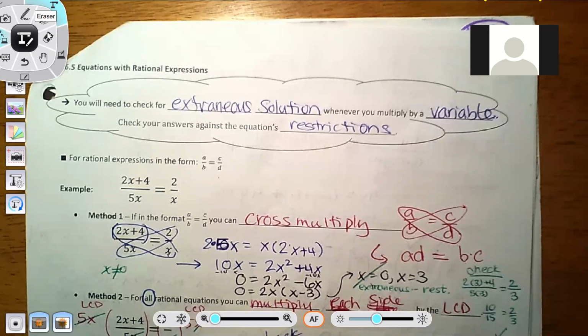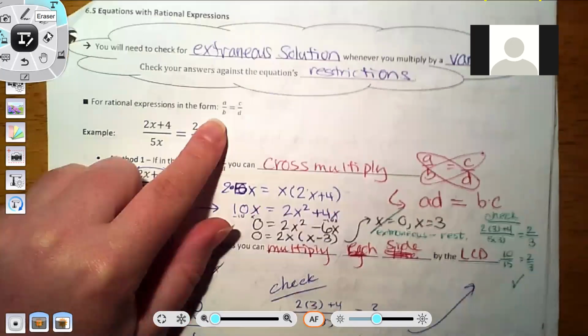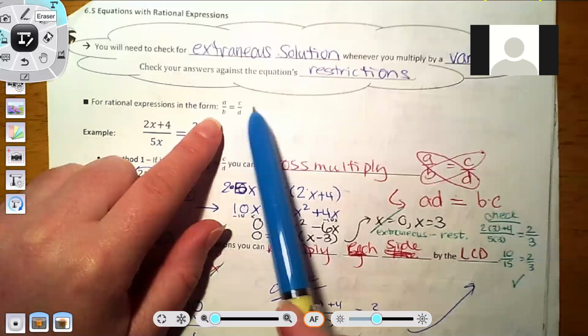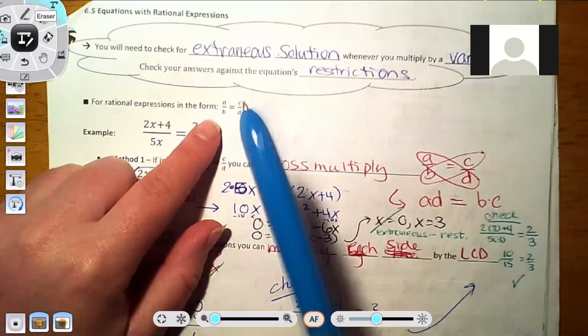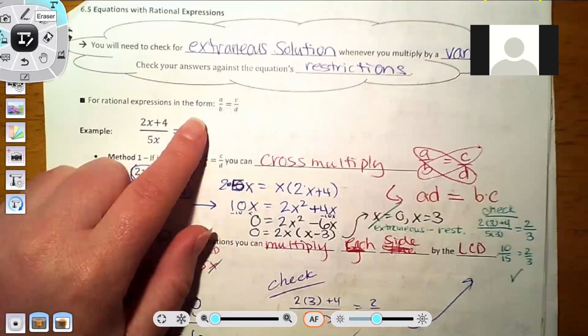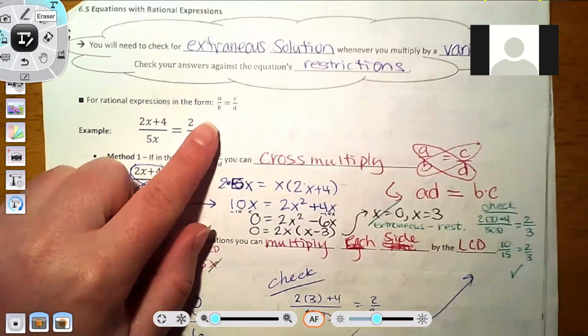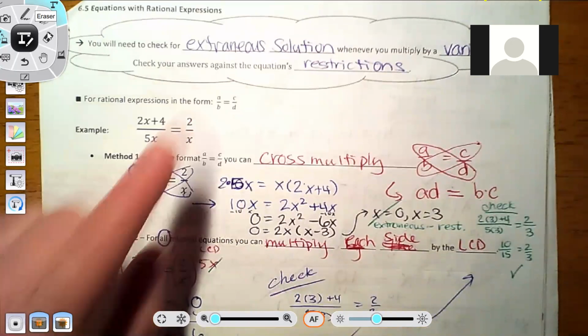There's a couple methods for solving rational expressions. One way works for all cases, and then one way works in some cases that can often be easier. A lot of times in an Algebra 1 course, when you have a proportion, a fraction equal to another fraction, you can cross multiply. But that only works well in certain circumstances.